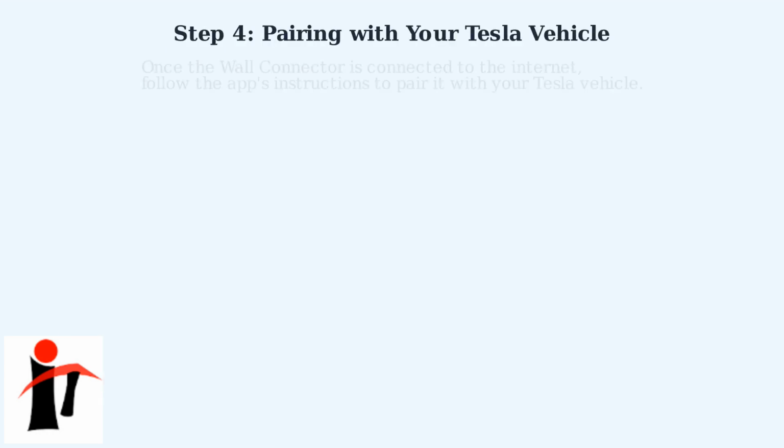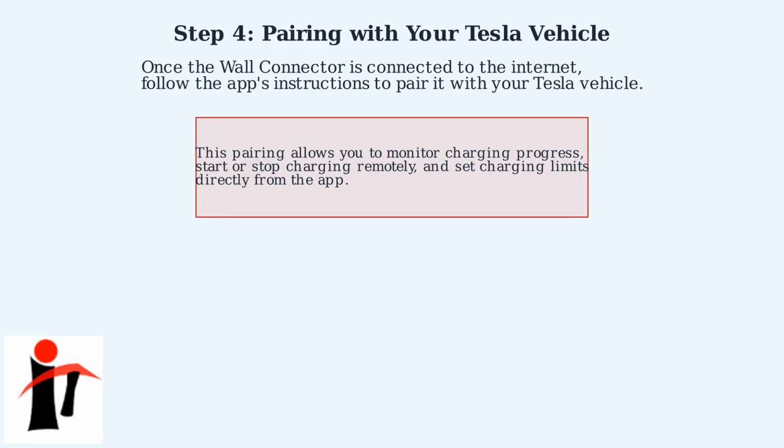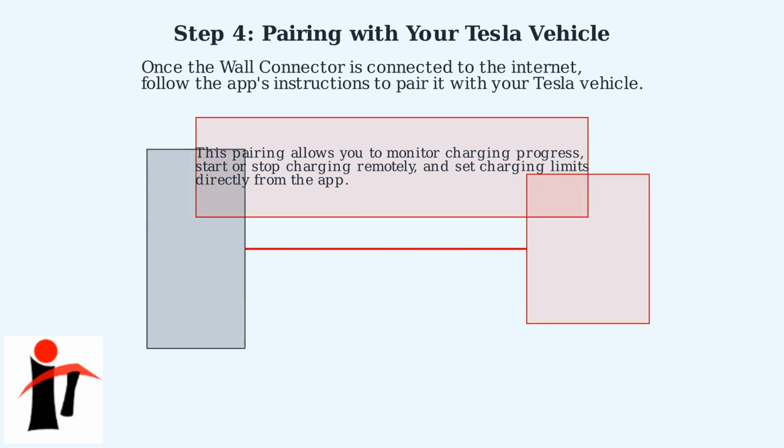With your wall connector now connected to the internet, the next step is to pair it with your Tesla vehicle through the app. This secure connection enables remote monitoring and control of your charging sessions. The Tesla app will guide you through the pairing process. You'll see prompts to confirm the connection and may need to enter a verification code or scan a QR code if prompted.